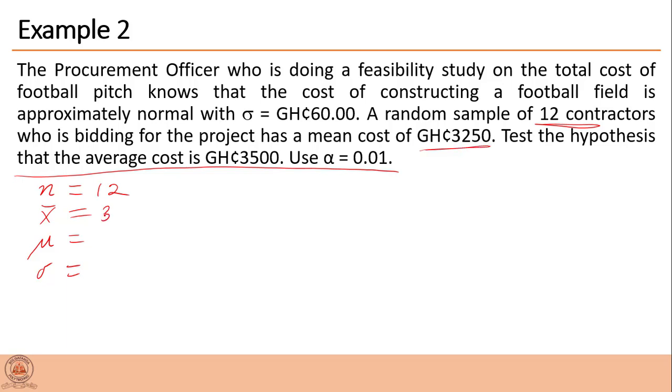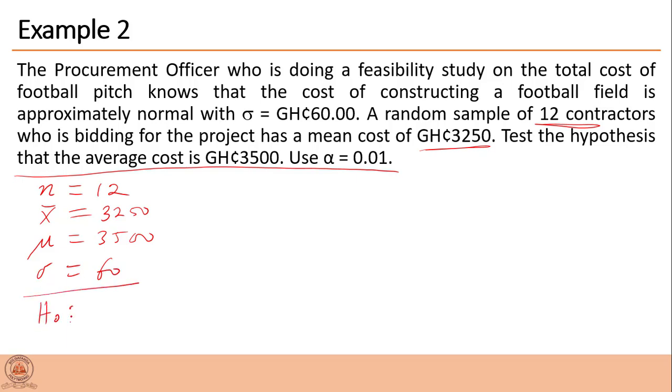3250. And what is our population mean? That will be 3500. So we have our standard deviation. What will be the standard deviation? That is 60 Ghana cedis.